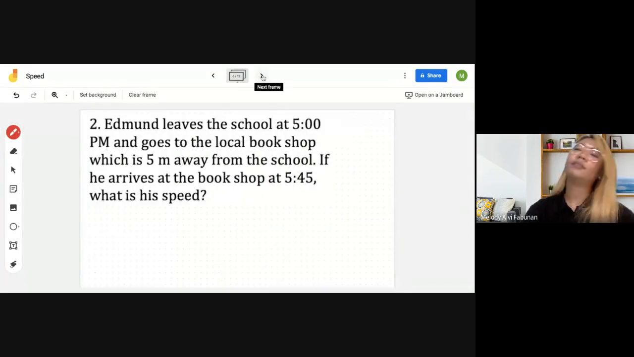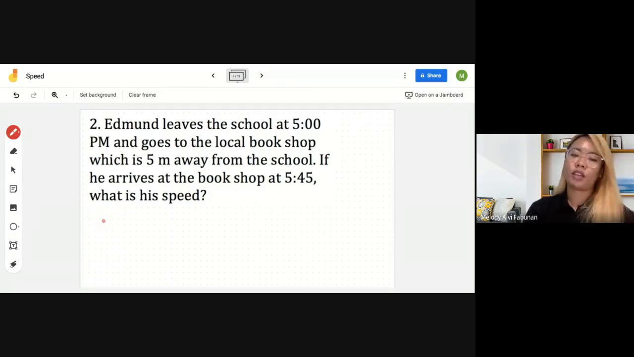This one is basically the same as the first one. Edmund leaves the school at 5 in the afternoon, which is probably the time his classes ended. And after leaving the school, he goes to a local bookshop, which is around 5 meters away from the school. If he arrives at the bookshop at 5:45, what is his speed?